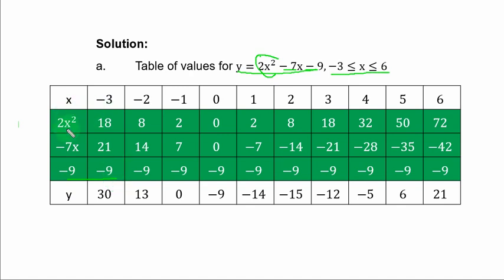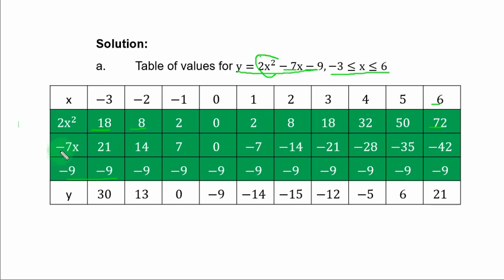So let's get 2s squared. First, you get s squared multiplied by 2. When s is minus 3, minus 3 squared is 9. 9 times 2 is 18. When s is minus 2, minus 2 squared is 4. 4 times 2 is 8. When s is 6, 6 squared is 36 times 2, you have 72.